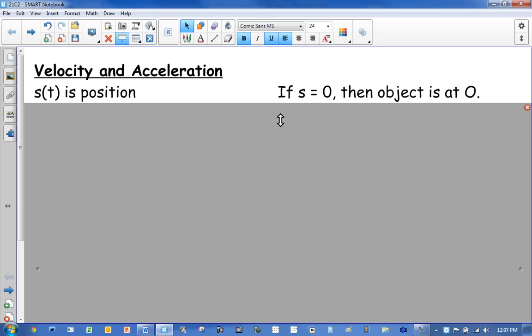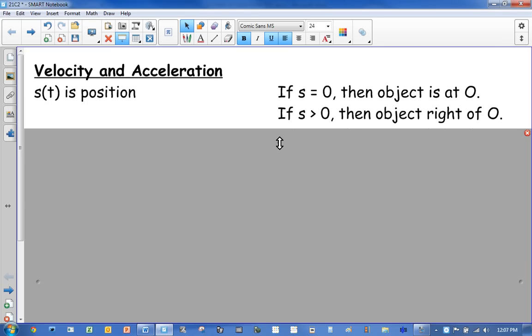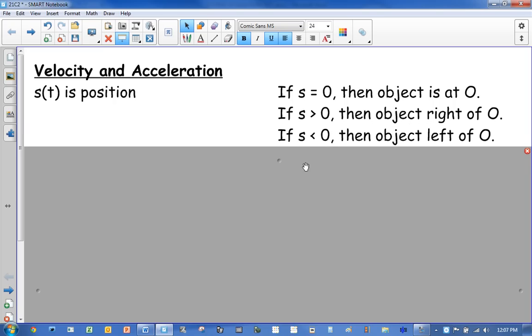We already know about position. We measure position using the s function. And if s is equal to 0, then the object is at the origin. All right, so s just tells us where the object actually is. If s is greater than 0, then the object is to the right of the origin. And if s is less than 0, then the object is to the left of the origin. So kind of where the object is on the number line. The negative numbers are to the left and the positive numbers are to the right. All right?